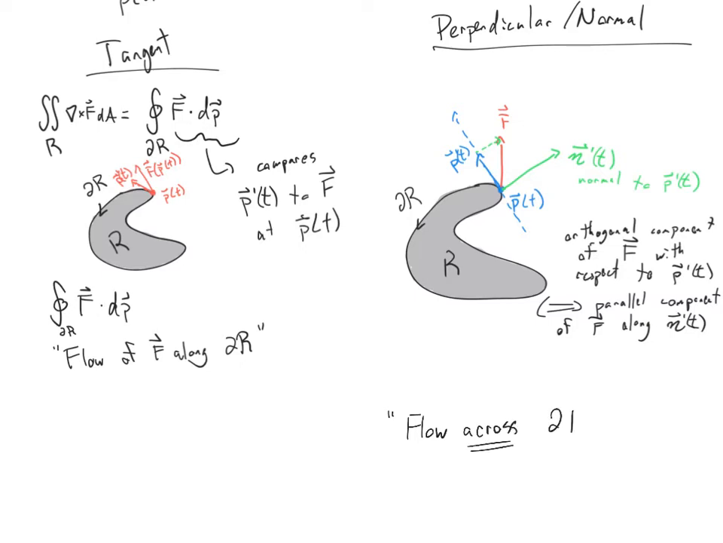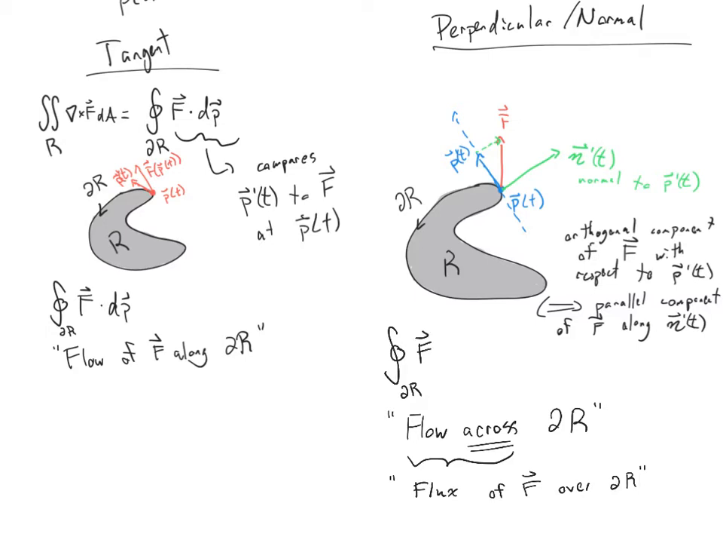The boundary of R. Sometimes this flow across is abbreviated into flux. Flow across becomes smushed together into flux of F over boundary R. So this is supposed to be the flow of F across the boundary of R. And what we need is an integral that we compute that adds up all of those little components.